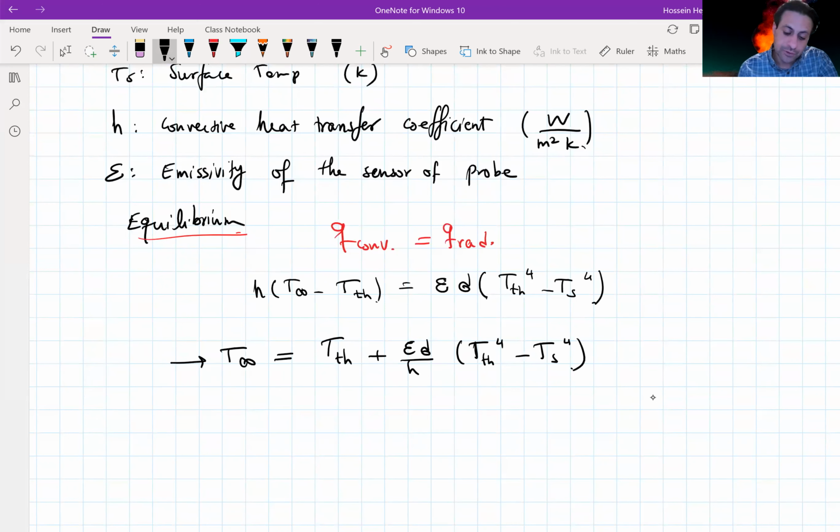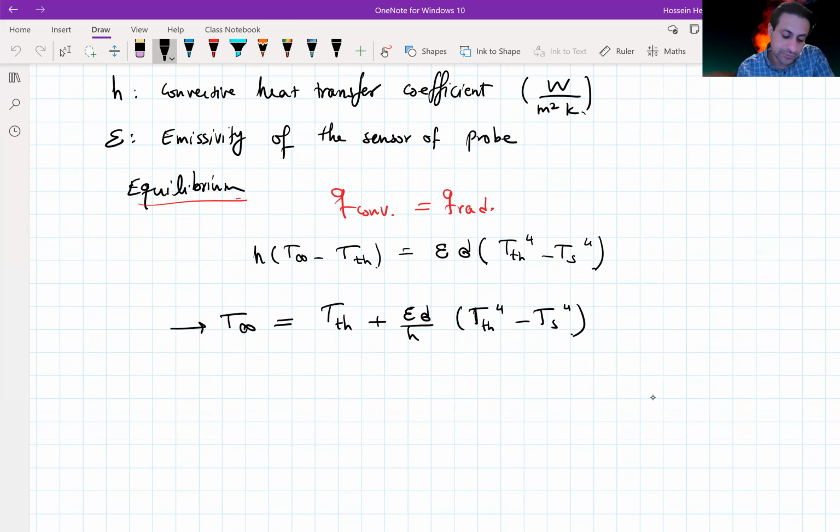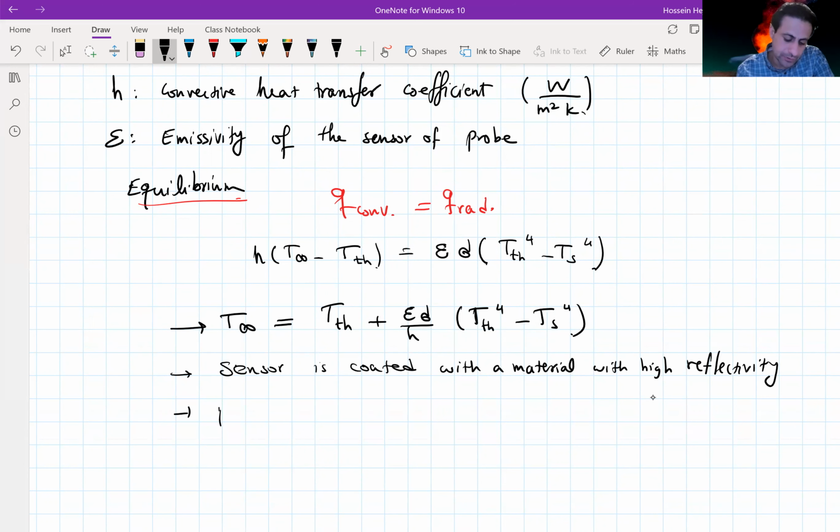Now, to avoid the effect of this radiation from the surface of the pipe, which could be higher or lower than T infinity, and based on that we are reading a different reading from the thermometer, either we coat the sensor, the probe sensor, with a material with high reflectivity, so we minimize the effect of radiation on the temperature measurement, or we place the sensor in a radiation shield.